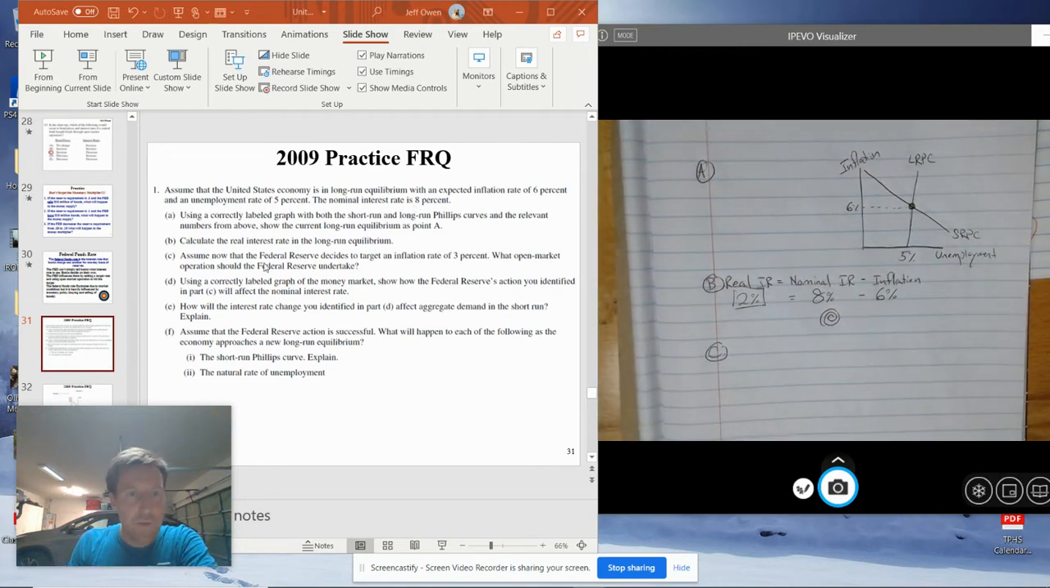C. Assume that the Federal Reserve decides to target an inflation rate of 3%. What open market operation should the Federal Reserve undertake?